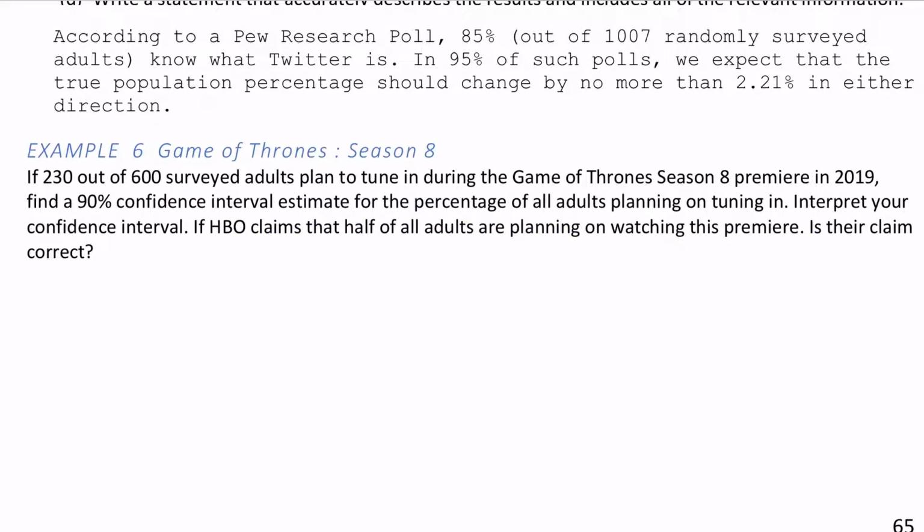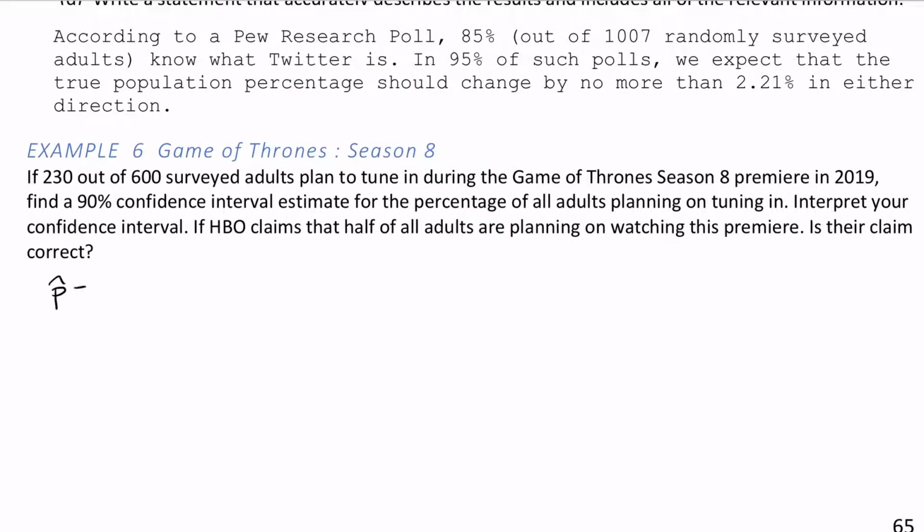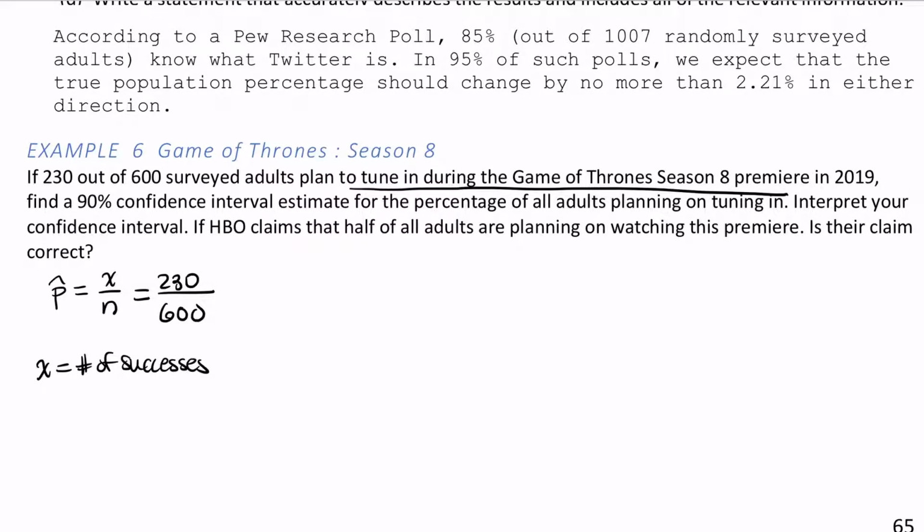So first, let's create our confidence interval. And let's start by identifying everything we know. P-hat is x over n. And our x, well, let's start with our n. Our n is the total number of adults surveyed here. And this is our number of adults that meet the criteria, that is planning on tuning in. So we can consider x the number of successes. And in this case, the success is they tune in during the Game of Thrones season 8 premiere. And as a sample size.